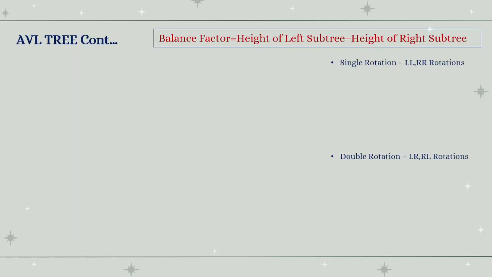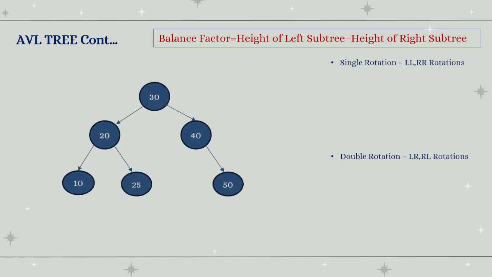Let's look at an example to understand this better. Consider the following nodes in the AVL tree. Nodes 10, 25, and 50 are leaf nodes with no children. So their left and right subtree heights are both 0. Therefore, the balance factor is 0 minus 0 equals 0.